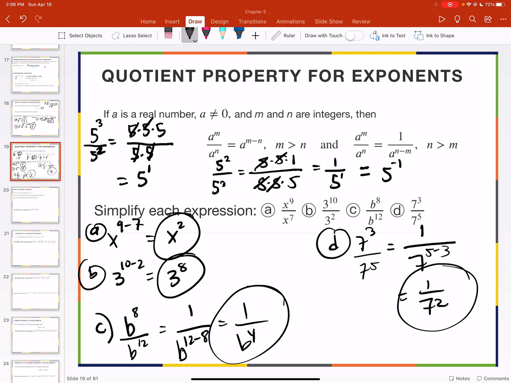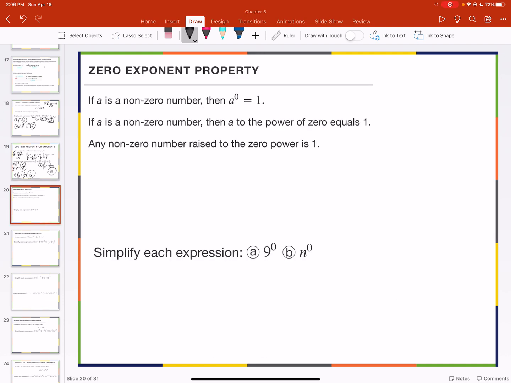Okay, so let's continue. Let's talk about the zero exponent property. If you have a number over itself, like 5 over 5, they both have exponent 1. So if I use the quotient property, I subtract 1 minus 1, which is 5 to the 0 power. But we also know that any number over itself is equivalent to 1. So in general, any number raised to the 0 power is equal to 1, as long as it's a non-zero number.